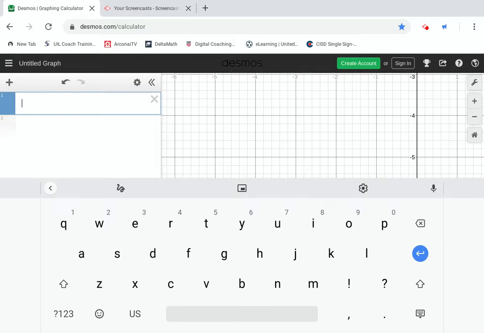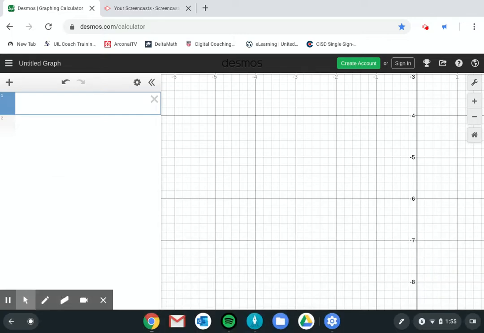Desmos is going to give us everything we need as long as we type it in correctly. We're just going to have to identify certain key features or key attributes of the graph, and we'll talk about that here in a little bit.